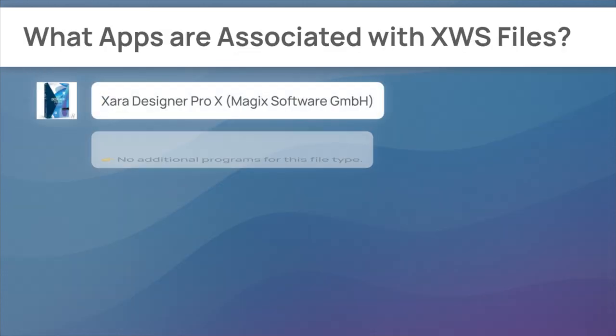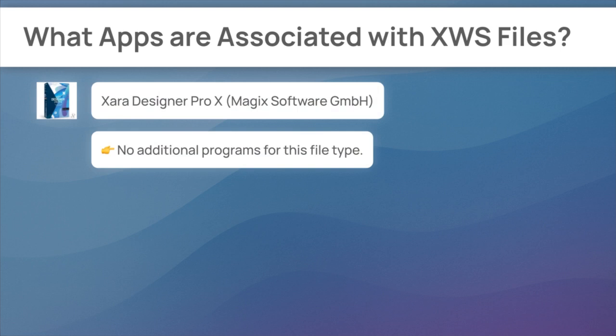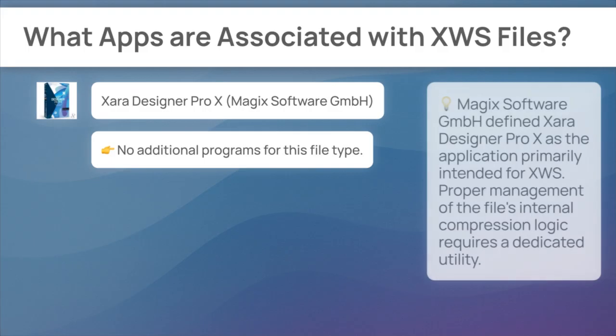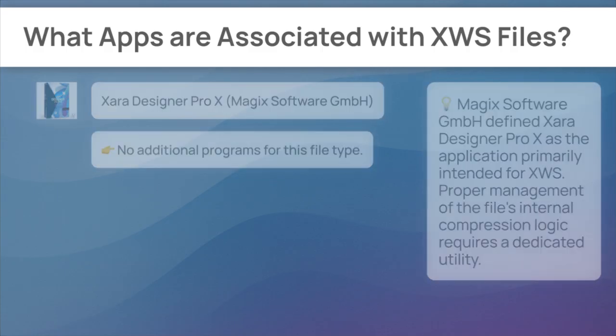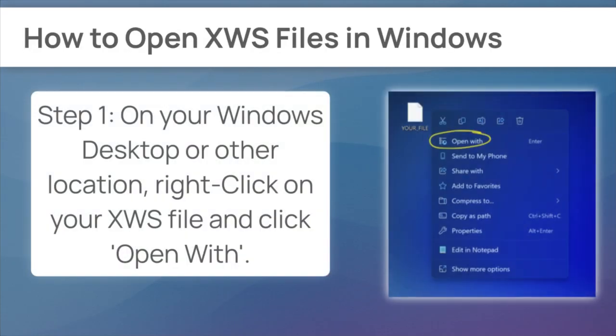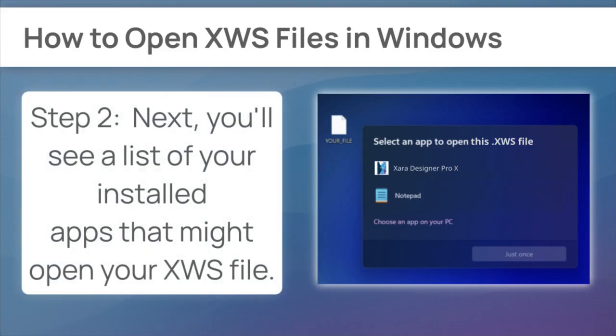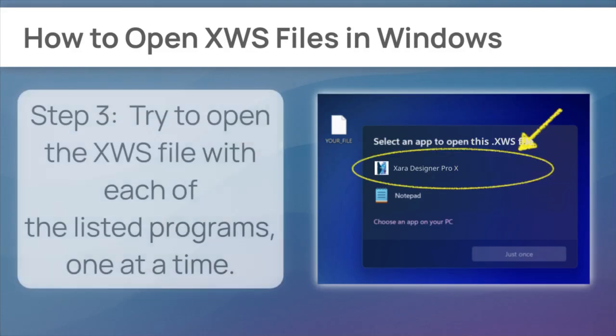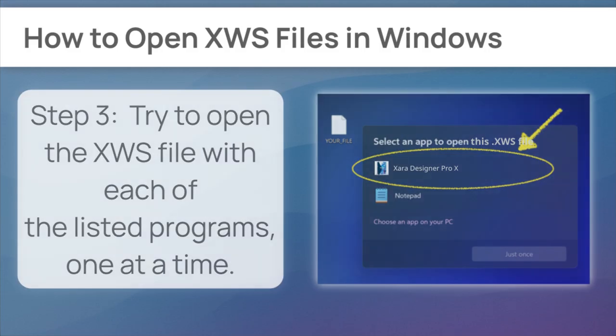System file recognition for XWS is optimized for Xara Designer Pro X by Magix Software GmbH. Proper management of the file's internal compression logic requires a dedicated utility. Windows can open them through local tools, yet their full intent is realized in online or hosted environments. Your first step towards full access, right-click the XWS file and select Open With. If Xara Designer Pro X is on your system, try that first. If not, try another option immediately.